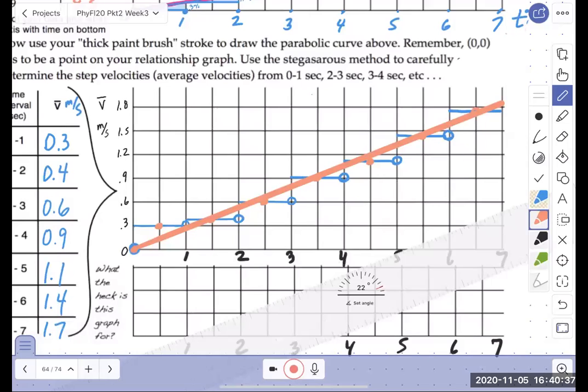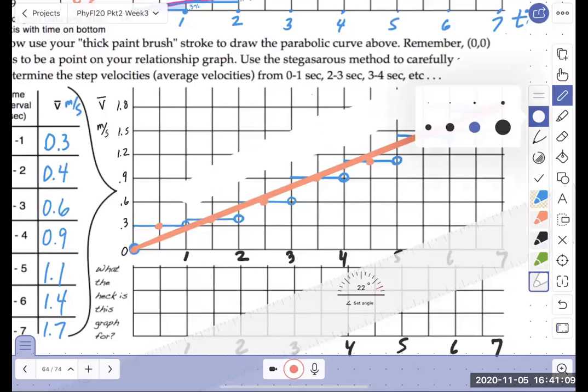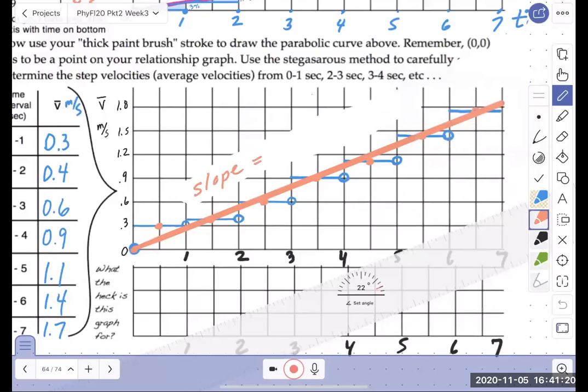Now, this is my V versus T. But what is my slope? What is the slope of this? This is the slope of X versus T, so what's the slope of the slope? Anybody want to hazard a guess? What do we call this? You've heard it before. The slope of this best fit line measures how the velocity is changing over time.